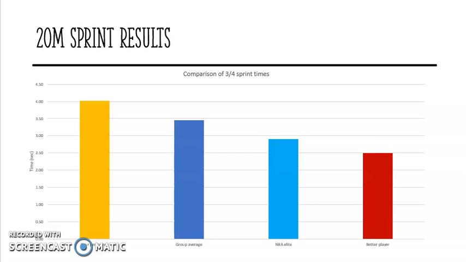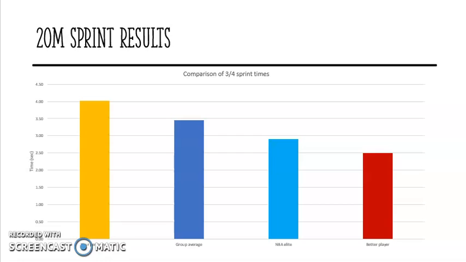For our numerical model, we looked at a group of basketball players and we picked out our worst performer and the best performer. This graph shows the comparison of the sprint times. The yellow bar is the worst performer, the darker blue is the group average, the light blue is the NBA athlete, and the red is the better player.